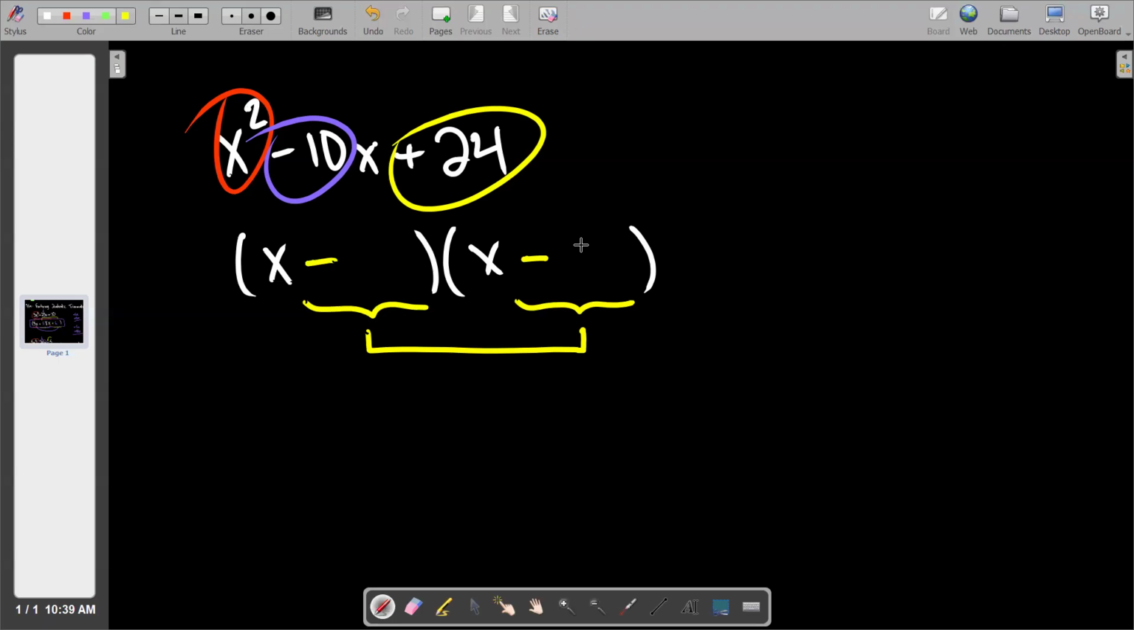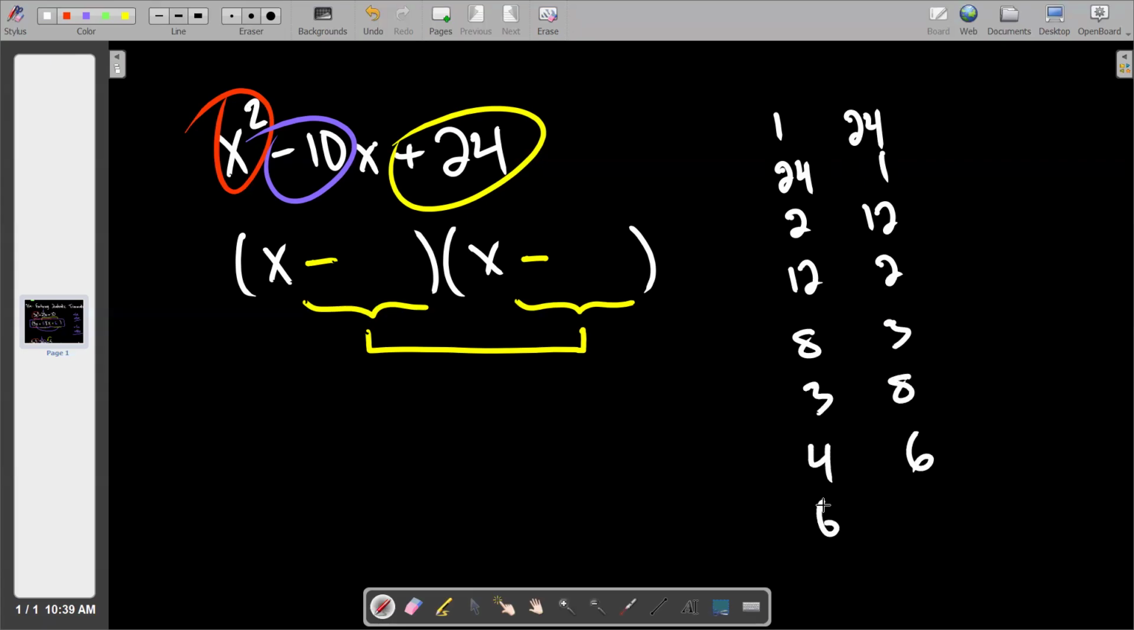How many ways are there to make 24? I agree. There's 1 and 24. There's 24 and 1. There's 2, 12. There's 12 and 2. There's 8 and 3. There's 3 and 8. There's 4 and 6 and 6 and 4. And I think that's all. Whew. You sounded like Dr. Seuss. So now what do we do?